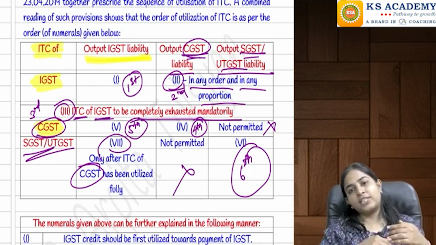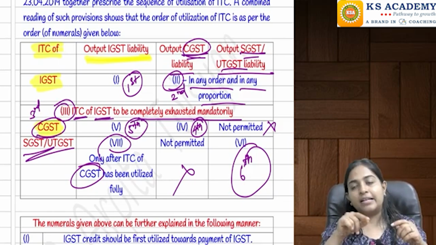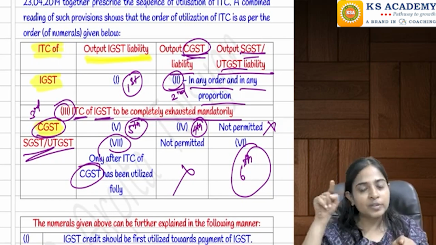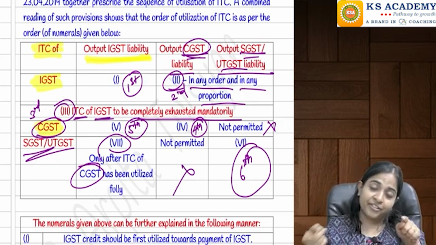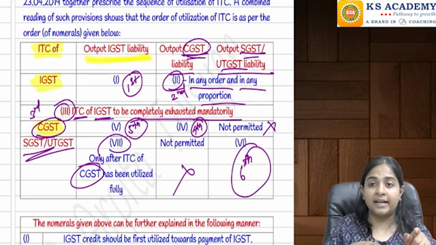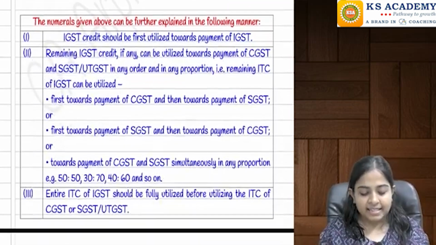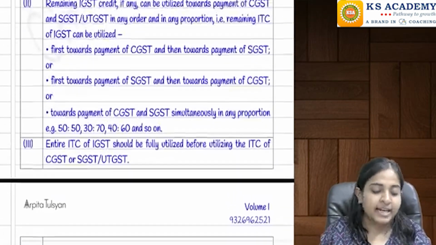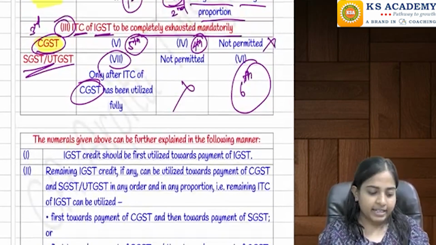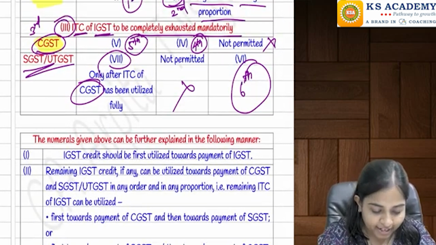Then next one, SGST credit, S for state. First you will use it for SGST liability. If still left, use it for IGST liability, but do not use it for CGST liability. This is how we are supposed to utilize the credits. This is what we had studied there.